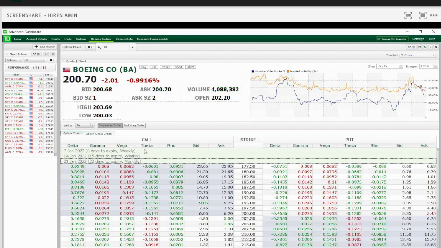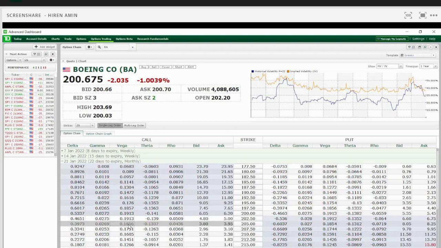Then the last two are vega and theta. V stands for volatility and T stands for time value. Vega tells us that with every 1% rise in implied volatility, how much is the option price going to change? If the stock becomes more volatile by 1 more percent, in this case, this option is going to go up by 18 cents, and if volatility decreases, it's going to decrease by that amount. That's what Vega measures for us.